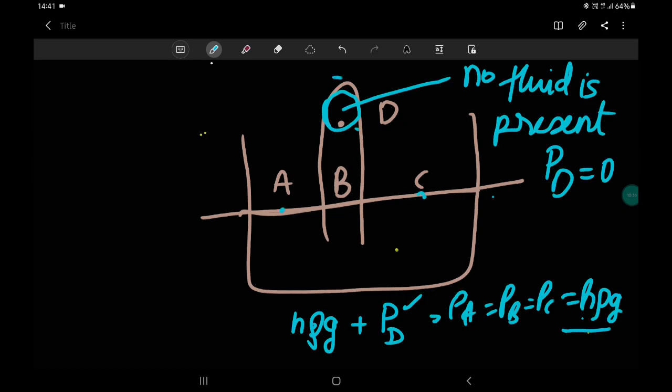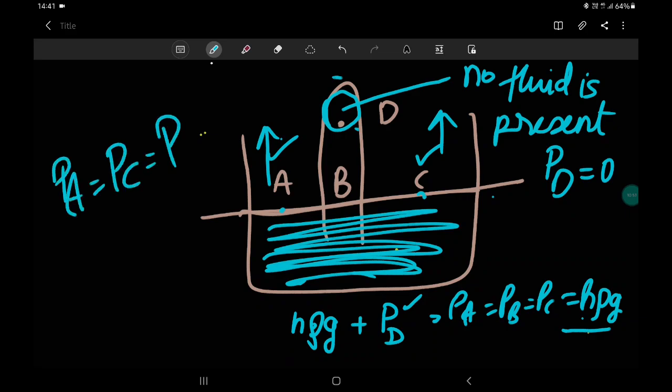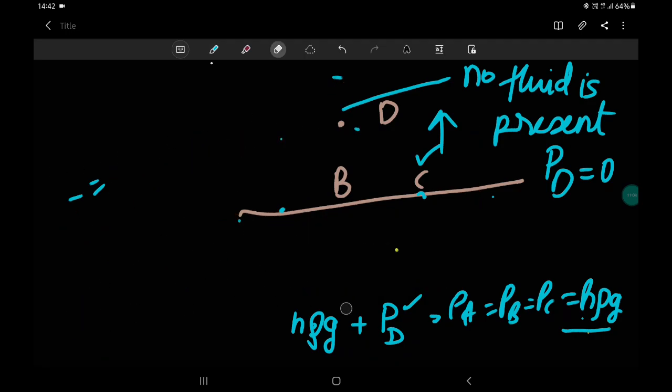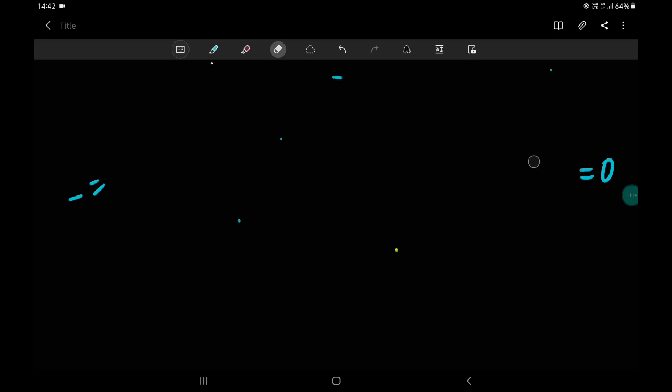Because C and A points are in contact with the atmosphere, since the liquid is filled only till here. These points are in contact with air, so I can say these are nothing but atmospheric pressures. Pressure at A is equal to pressure at C, equal to pressure at B. So if these are atmospheric pressures, we can find the value of atmospheric pressure by using the formula H rho G, because we already found it from the equations of the barometer.